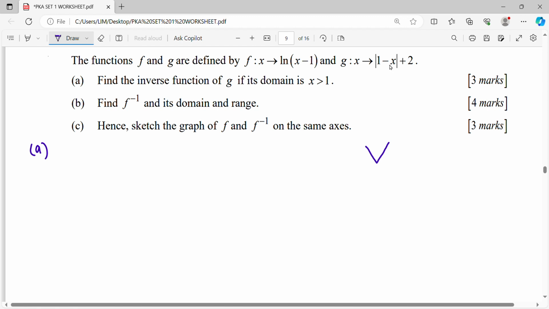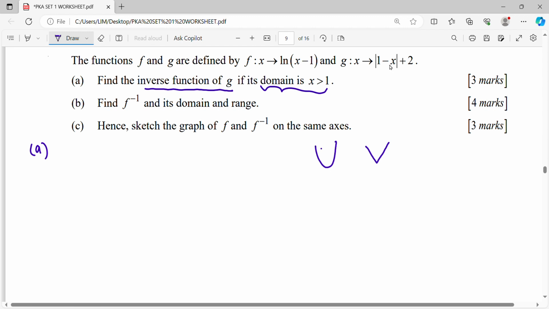When you have a modulus function, or a quadratic function, they're not one-to-one. The whole function is not one-to-one if you're taking the overall function. But this question is asking you to find the inverse function, which means some part of it is one-to-one. So therefore they said the domain is more than 1.